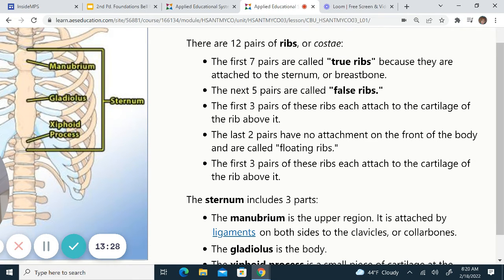So you've got floating ribs, which are here. They don't attach at all. Well, you can probably see them this way. They don't attach to the front of the body, so they're called floating ribs, because it kind of looks like they're floating.